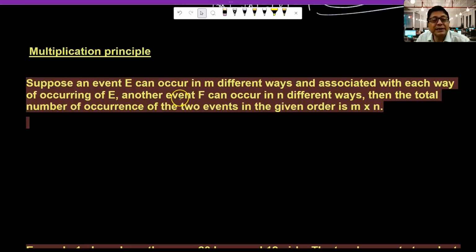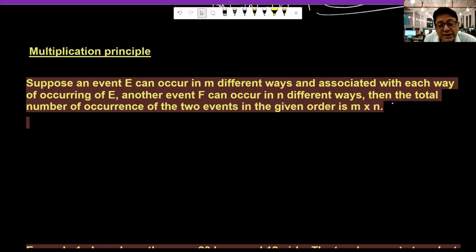Suppose the event E can occur in m different ways, and associated with each way of occurring of E, another event F can occur in n different ways. Then the total number of occurrences of the 2 events in the given order is m into n. Don't understand? Okay, I'll state a different method.